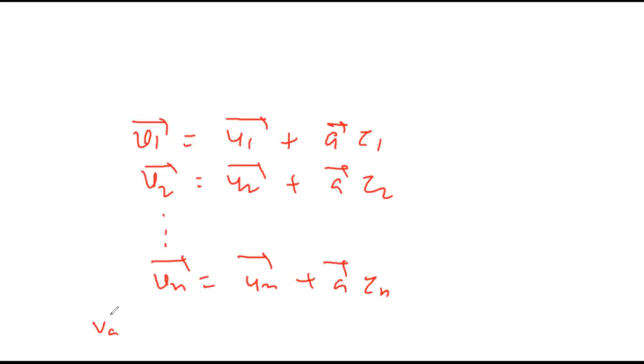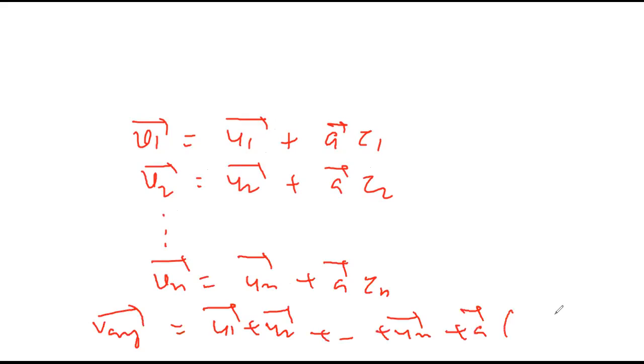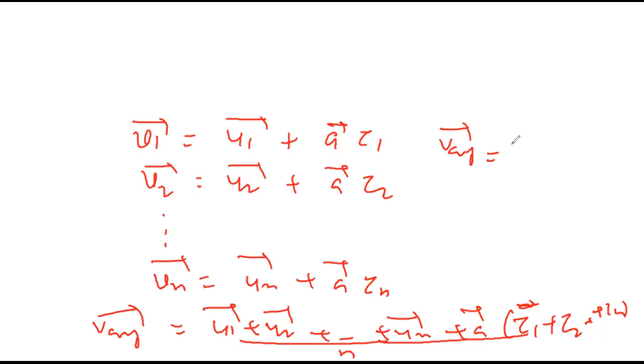So v average will be equal to the sum u1 bar plus u2 bar up to un bar, plus a bar common, inside which I can write tau 1 plus tau 2 up to tau n, divided by n. So v average equals u1 plus u2 up to un divided by n, plus a bar times tau 1 plus tau 2 up to tau n divided by n.